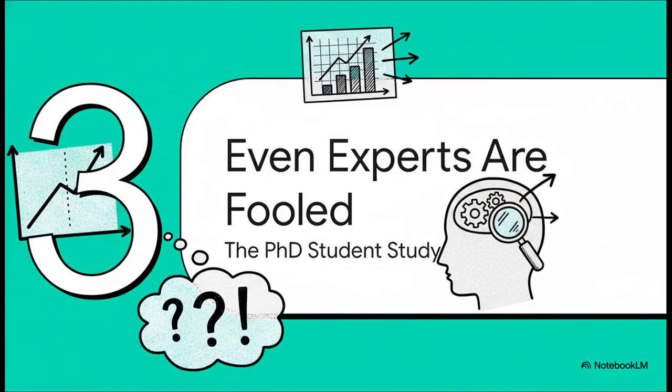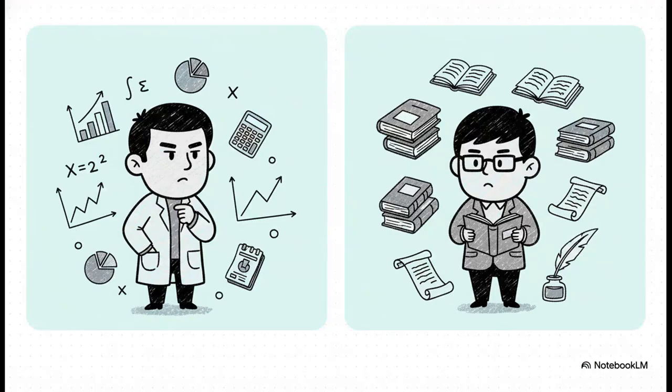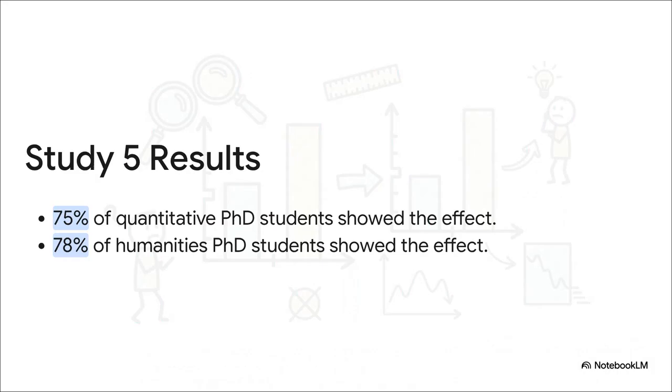All right, so if even a direct warning can't completely kill this illusion, maybe it comes down to expertise. I mean, surely someone who works with charts and numbers all day, like a statistician, would be totally immune to this, right? Well, the researchers decided to put that idea to the ultimate test. They brought in 2 different groups of PhD students. On one side, students from fields that are all about numbers, statistics, economics, that kind of thing. On the other side, students from the humanities, history, English. Now, you would absolutely bet that the stats experts would see right through this trick. And the results are just wild.